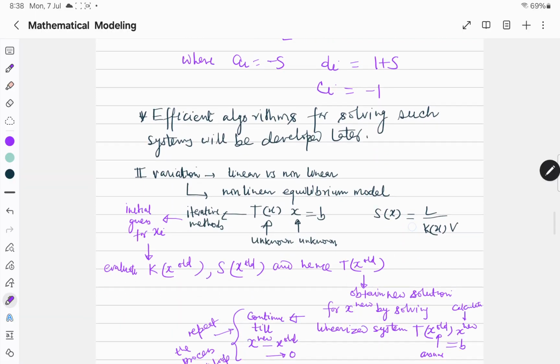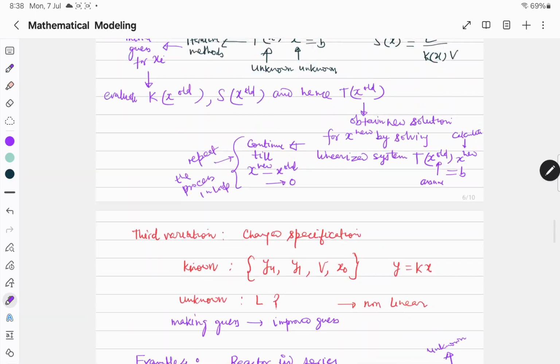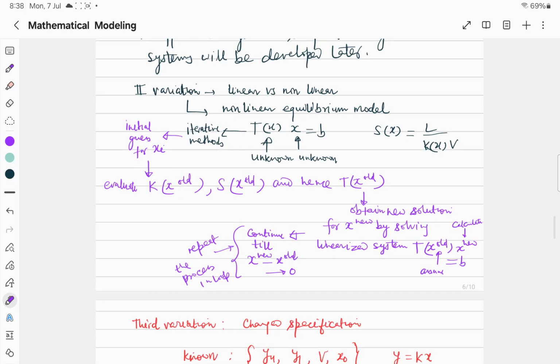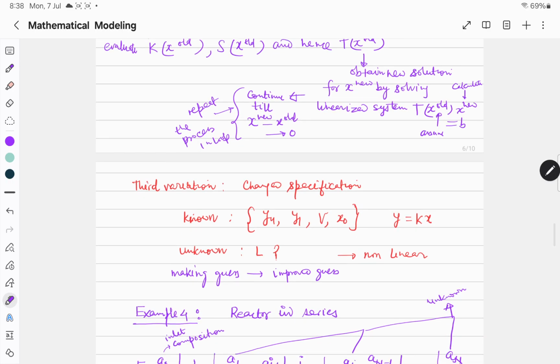So then we will calculate. Now if this is known, then we can solve for x new, where x old is the initial guess. tx is equal to b, so x new is equal to t inverse b. So you can calculate x new, and this is a better guess, and you will continue till x new minus x old tends to 0, meaning they get close to each other, meaning they converge.